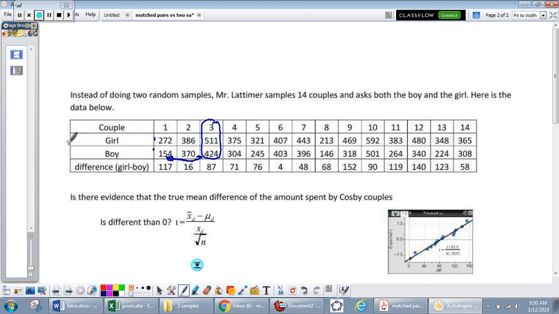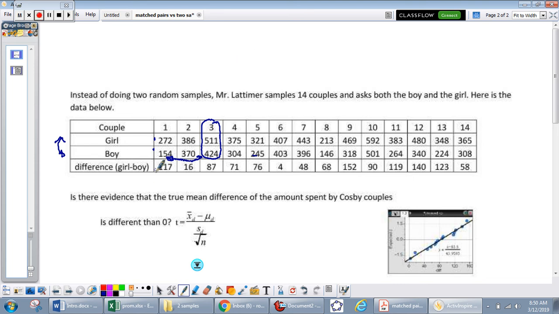So I no longer have independence from here to here. And I can always ask myself, would the data change if I switched the values in one of the rows? And yeah, it would in this scenario. So I don't have independence. So if I don't have independence, that was one of our conditions for a two-sample t.